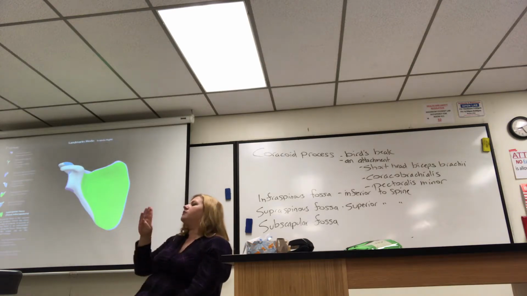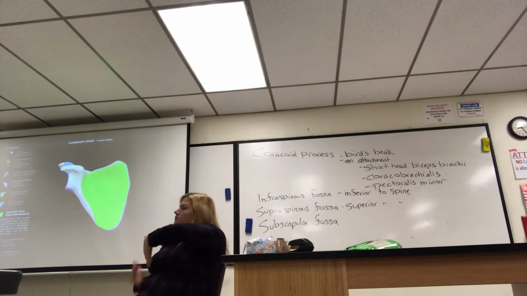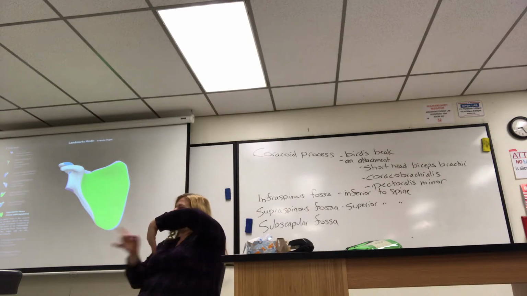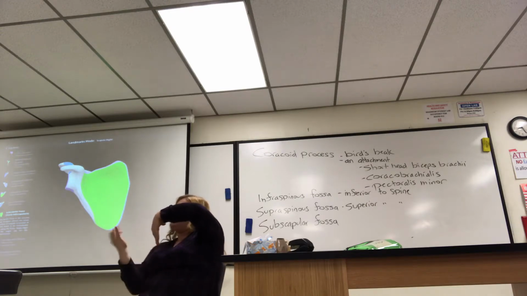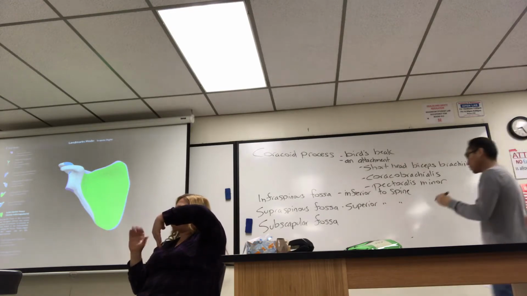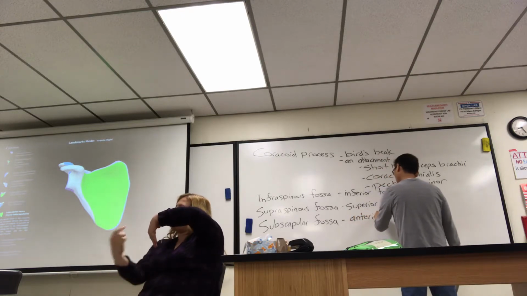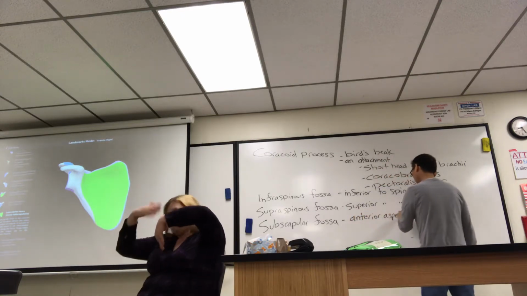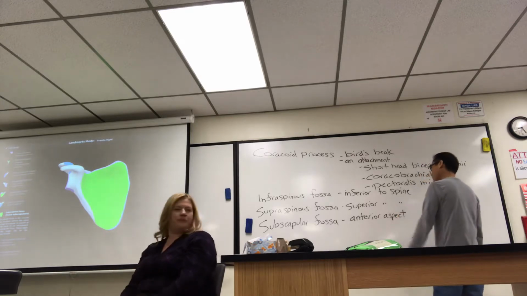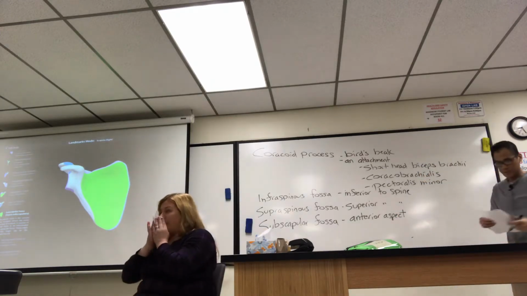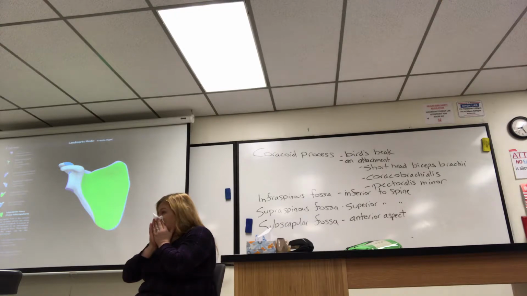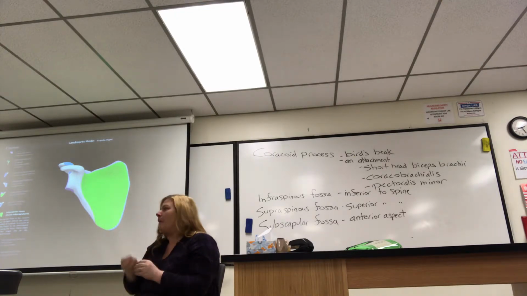Here it is, highlighted in green. It's basically that whole front side. Because when it sits on the back, that becomes the subscapular fossa. That is the anterior aspect of the bone. Now the reason why I put these surfaces on your study list is that the rotator cuff muscles attach here.